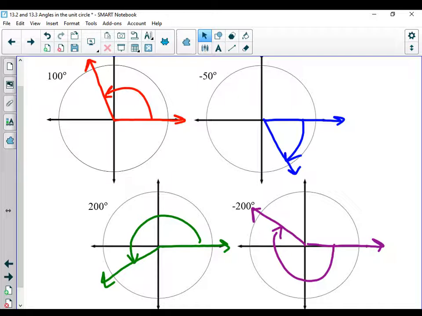So when you're doing your negative angles, it's still that same distance. You're just going backwards that amount.